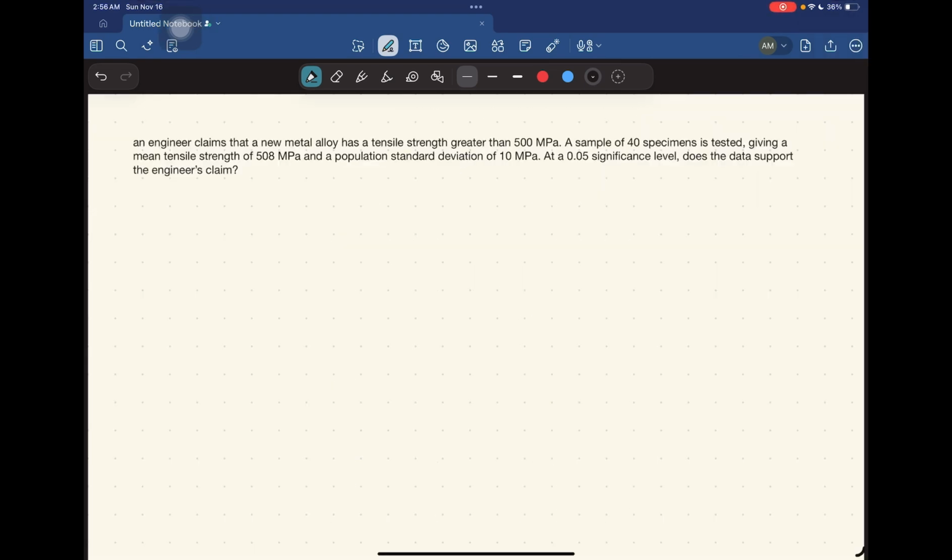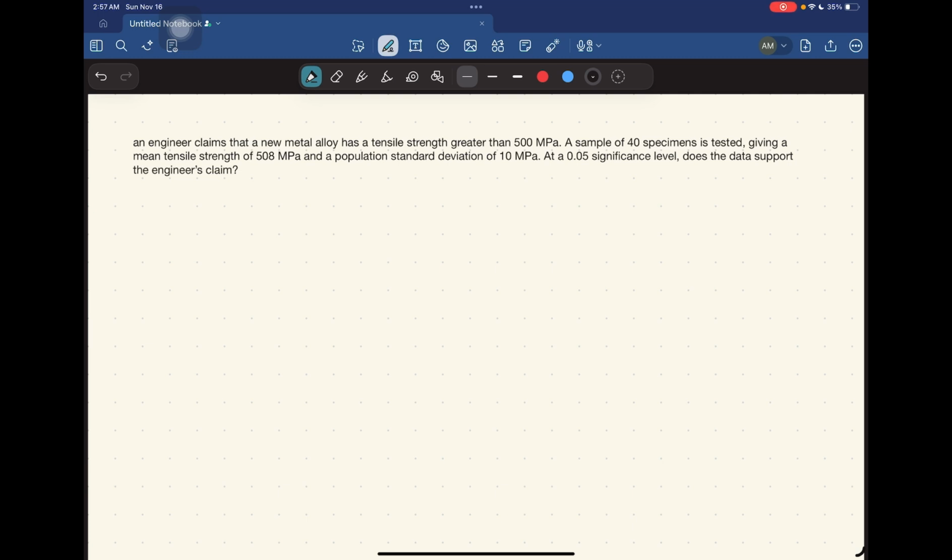To much better understand this approach, here's another problem. An engineer claims that a new metal alloy has a tensile strength greater than 500 megapascal. A sample of 40 specimens is tested, giving a mean tensile strength of 508 megapascal and a population standard deviation of 10 megapascal. At a 0.05 significance level, does the data support the engineer's claim?